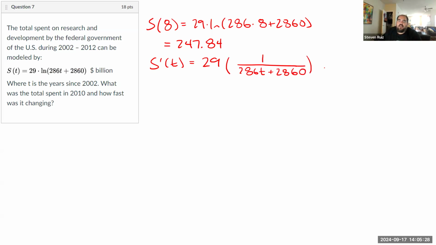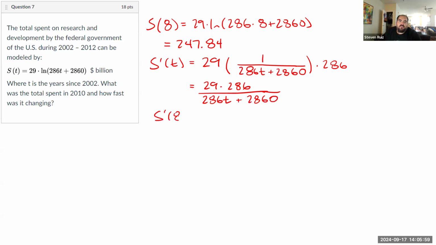So that's the outer layer of the chain rule there. What does the inner layer tell us to do? Now I want to multiply that by the derivative of the inside function, which in this case is going to be 286. So our derivative is 29 times 286 over 286t plus 2860.